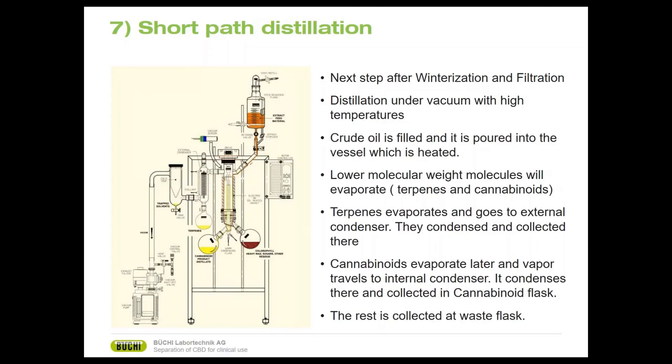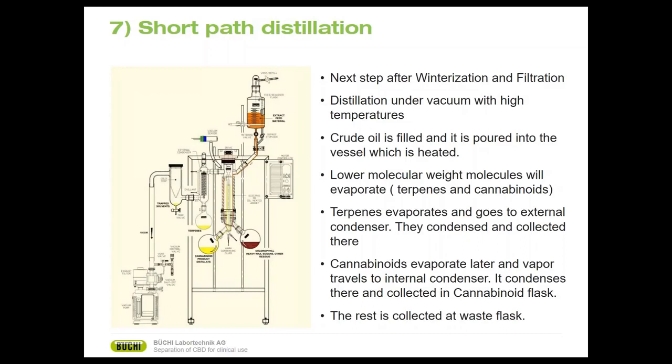So the crude oil is poured into the vessel, which is heated. The crude oil in this part is the orange on the top. You put your crude oil in and it goes down to the middle section. In this middle section, it sticks on the walls because this is rotating, and it is also heated while it's rotating. So lower molecular weight molecules will evaporate. Terpenes evaporate and go to the external condenser. They condense and are collected there.